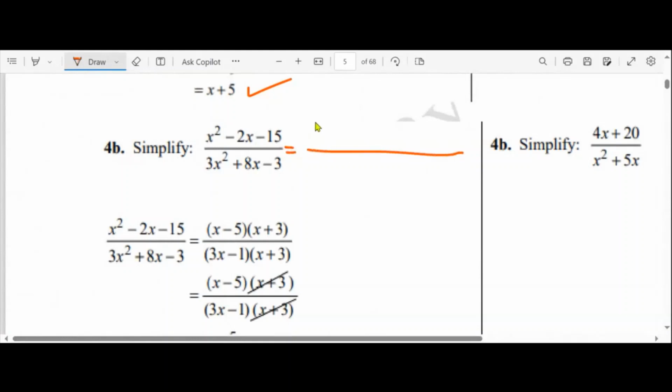Another one. Can you factor the top? 5 and 3, right? Negative, negative, positive, positive. Okay, what about the bottom? Yalla, factor. 3x and x. 3. Where should I put the 3? Here or here? Here. And here, right? Which one is plus, minus? Minus, plus?